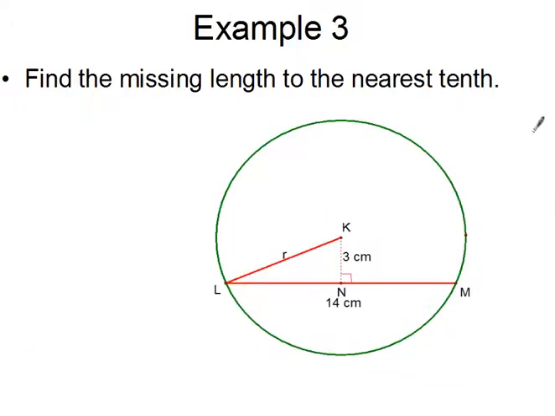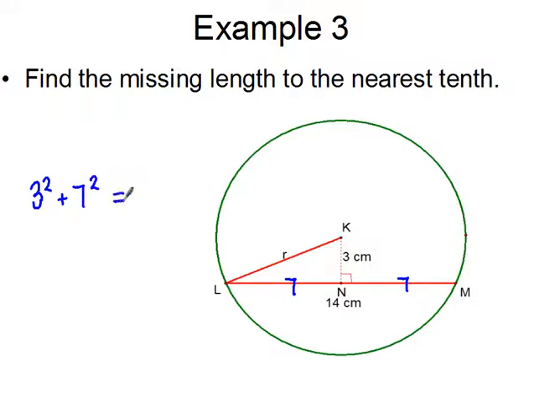All right, so let's use this. Okay, LM is a chord. KN is perpendicular to LM, so that means that it cuts it in half. So instead of that being 14, it would be 7 and 7. And then we want to find R, that's a radius. That is a right triangle over here. So we could do Pythagorean theorem because it's a right triangle.